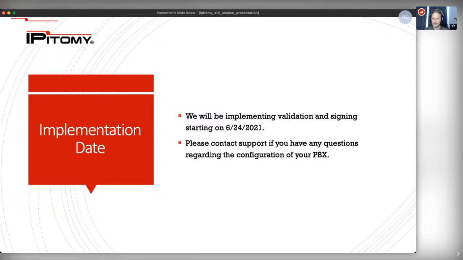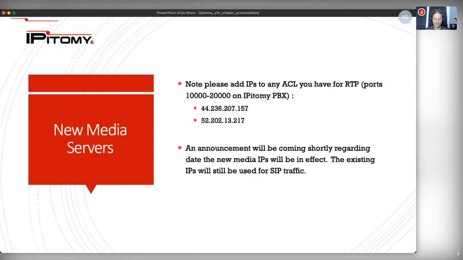So we're going to start implementing validation and signing starting on 6/24. And if you have any questions about that, like what would be the best way to make sure you had a default number on your PBX and things like that, please contact support, and they can help you with any of those issues.